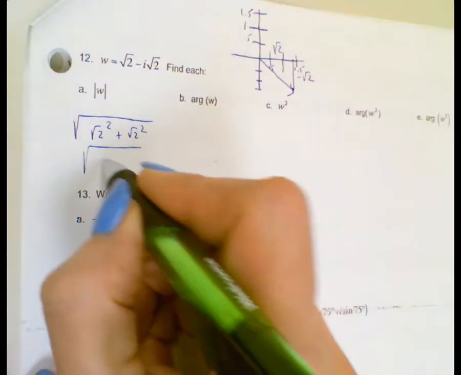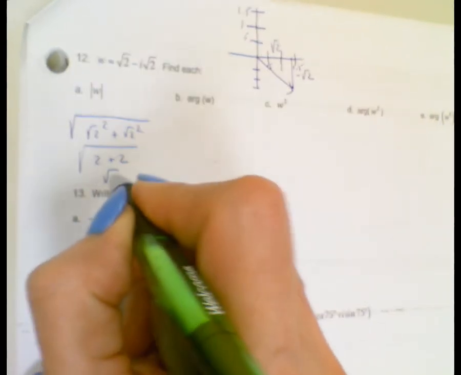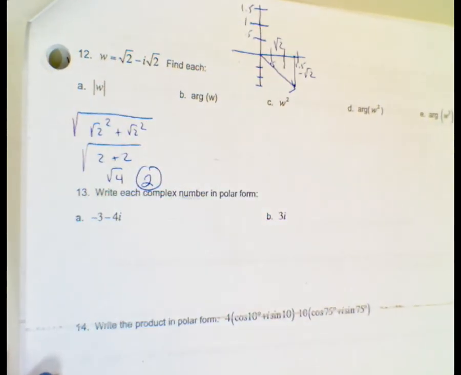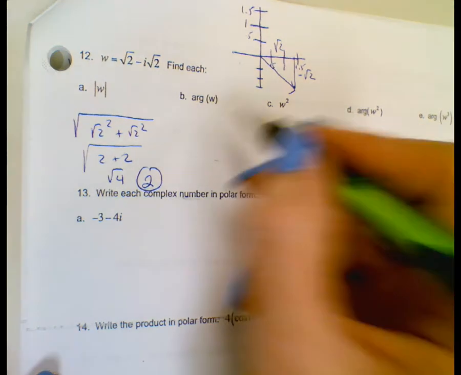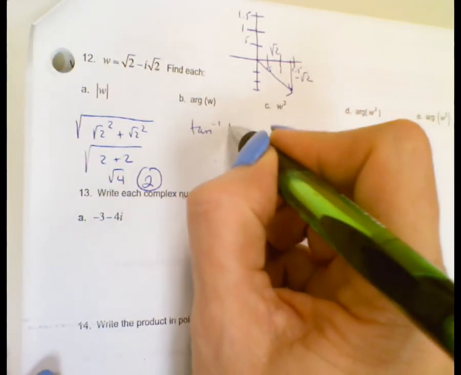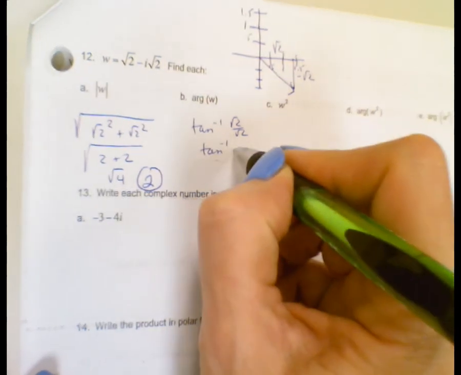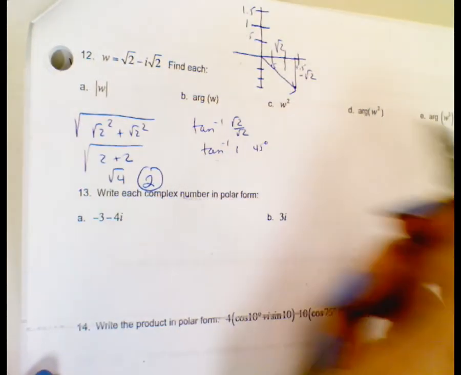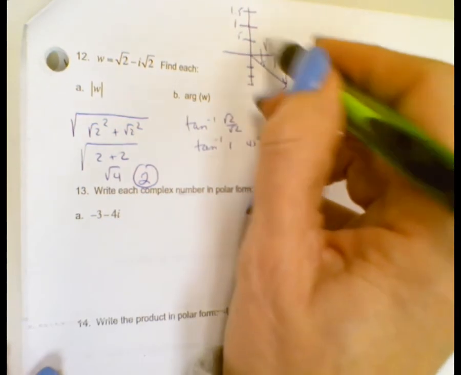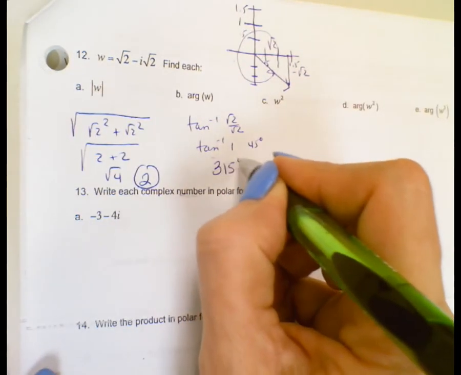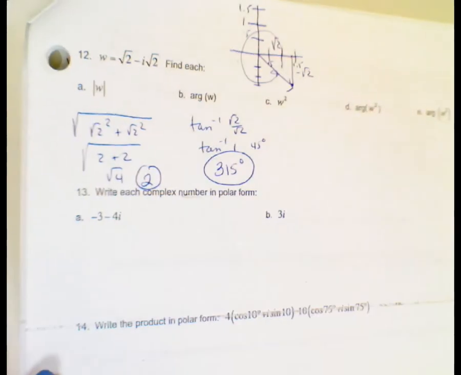So radical 2 squared is 2, and radical 2 squared is 2, so this is the square root of 4, which is 2. The arg is arctan of radical 2 over radical 2, which is 1. So the reference angle is 45, but this is not a 45-degree angle. This is 360 minus 45. So the angle, or the argument, is 315 degrees.